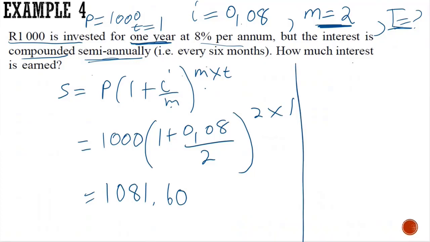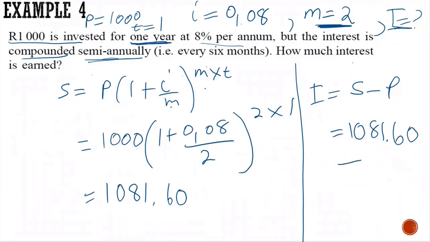Remember, you were asked to calculate the interest. You know the formula for the interest. Your interest is equal to your S minus P. So your accumulated amount is 1081.60 minus your P, which is 1,000, which is equal to 81 rand 60.